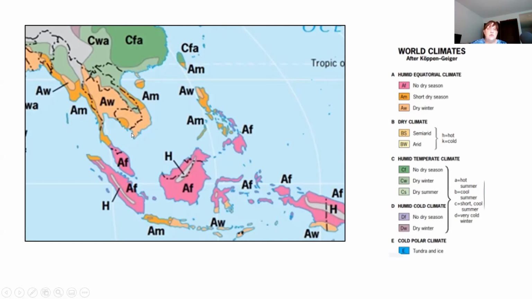And then if you move up onto the Thailand region, you're going to see that they're still humid equatorial, but they just have a drier winter. So basically, this entire area has an equatorial climate of one variety or another.